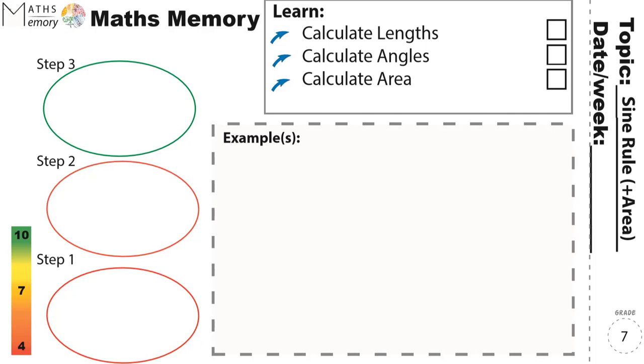Here's the first side of your revision card on the sine rule on non-right angled triangles. First of all, we're going to find out how to calculate lengths on this non-right angled triangle using the sine rule. Secondly, calculating angles over here. And thirdly, how to calculate the area when the triangle looks in a specific kind of way. So this topic is called the sine rule, as you've guessed it, with the area as well.